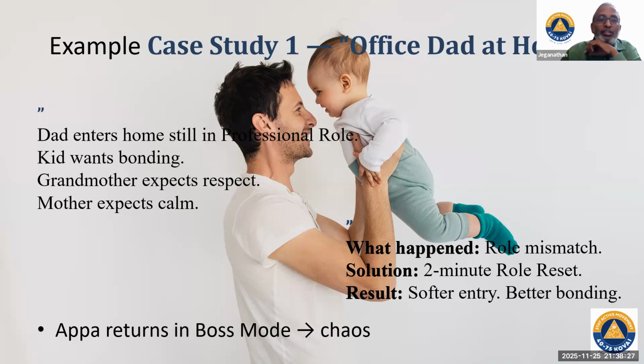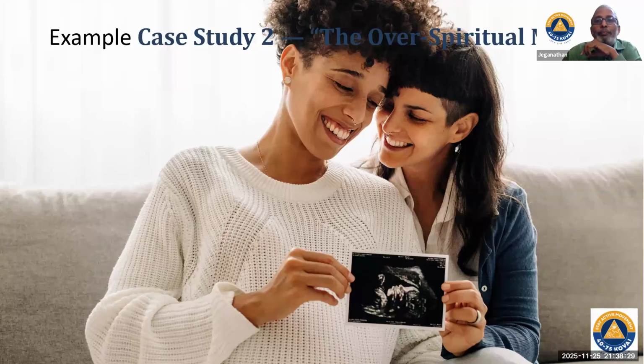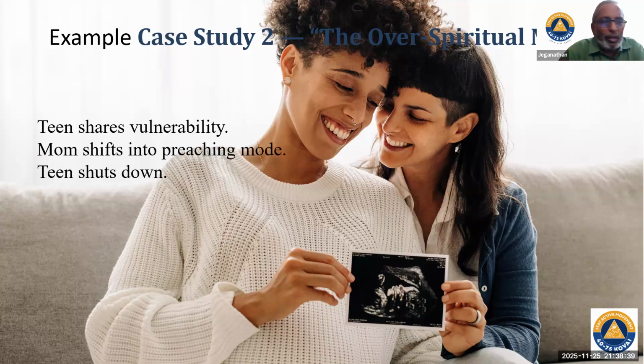I've got another case study: the over spiritual mother. The 18-year-old daughter shares her vulnerability. Vulnerability is some weakness or difficulties which she is facing. Immediately, the mom shifts into preaching mode, which is the spiritual mode. Naturally, what happens? The teen shuts down.